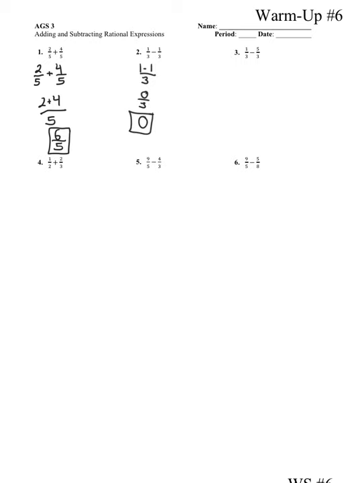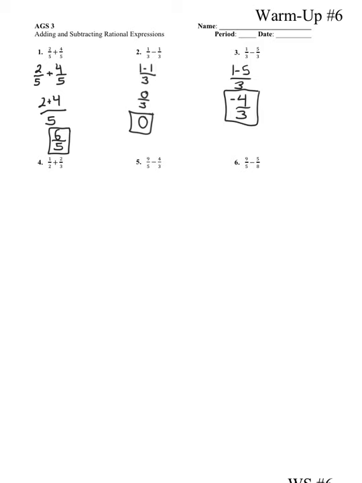Okay. 1/3 minus 5/3, it's like 1 minus 5 over 3. Again, common denominator means we can just put the whole thing together, and we're just looking at adding or subtracting the numerators. So that becomes -4/3.